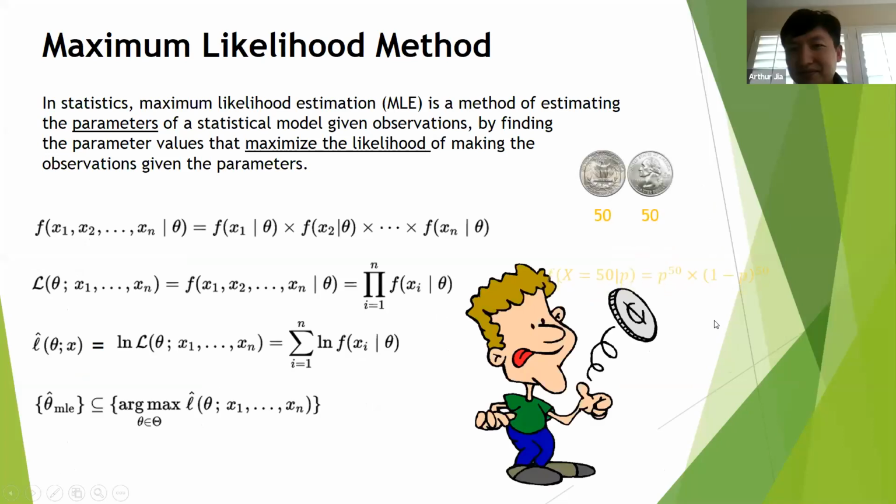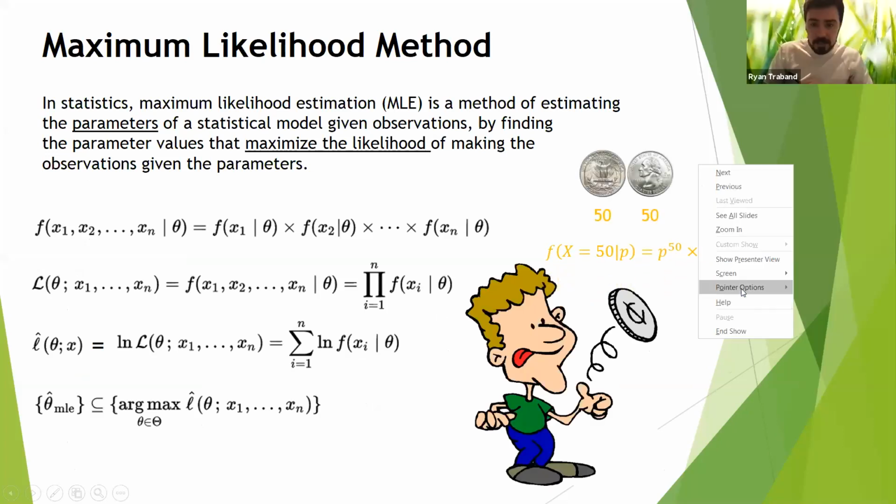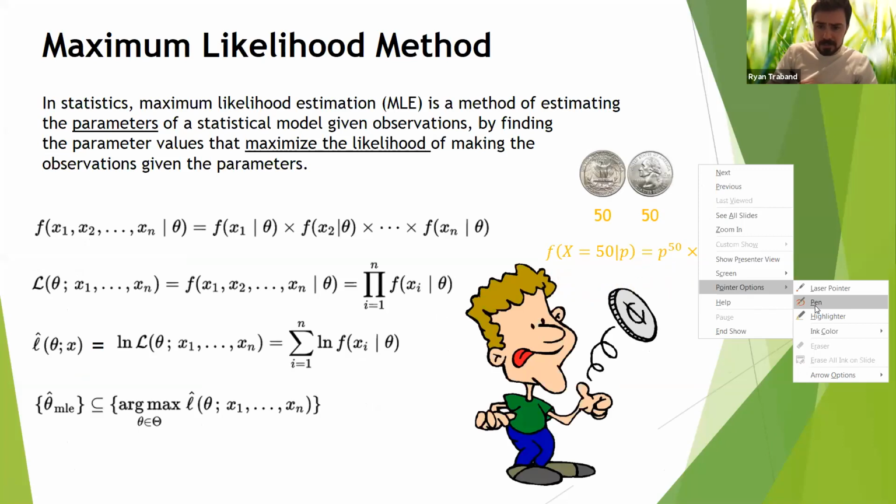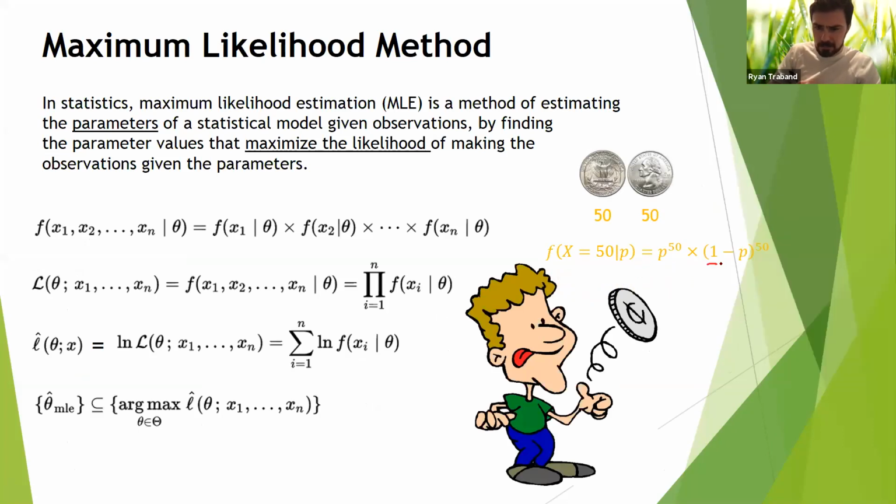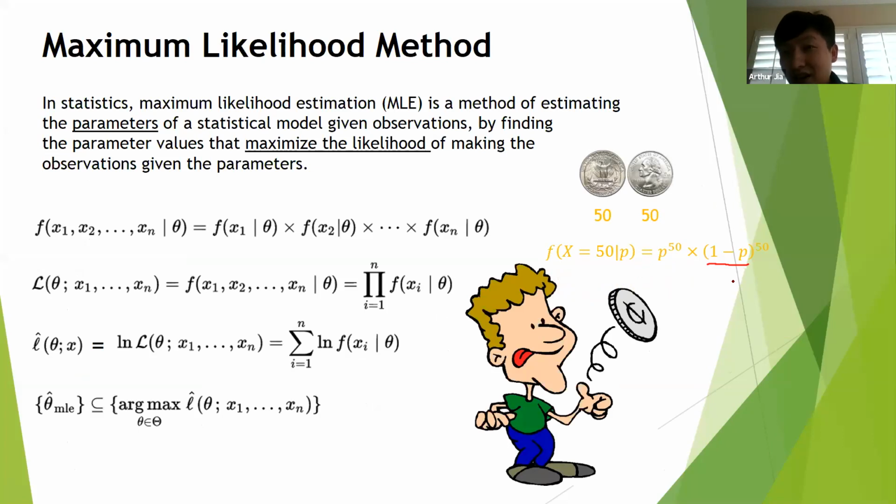The one minus p to the 50, that's the chance of it not happening. Yes, that's the joint probability for you to see 50 tails, because in this experiment, this guy tossed a coin 100 times, right?